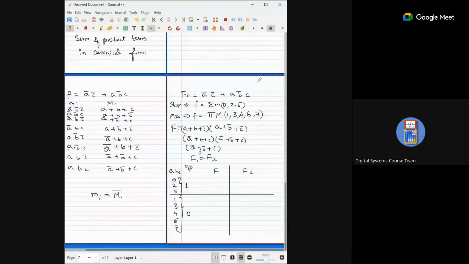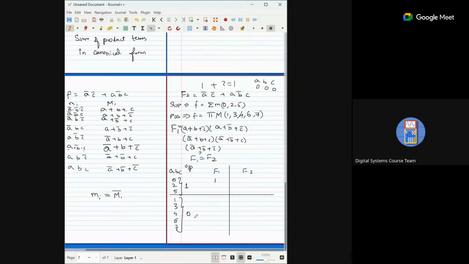So A, B, C is 0, 0, 0. If I apply here, what is the answer? A is 0, B is 0. It means A bar and B bar, C bar gives 1. 1 gives answer 1. So 1 OR with anything, the answer is 1. Am I right? So I get the answer as 1. Likewise we can check with the other values. Please check with these two things.